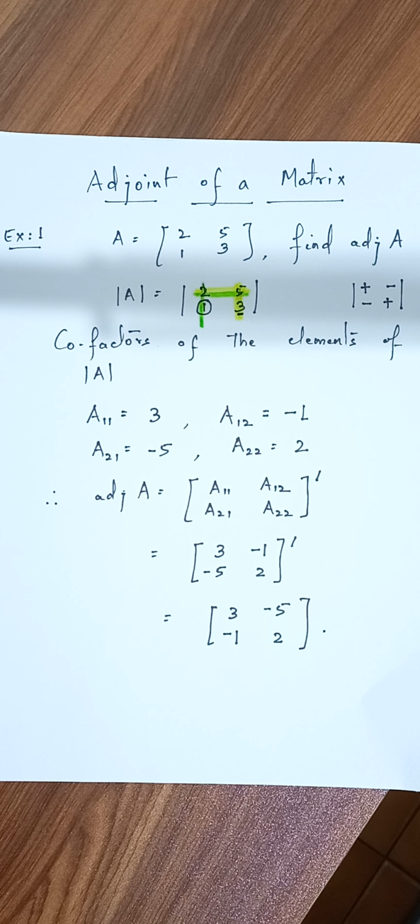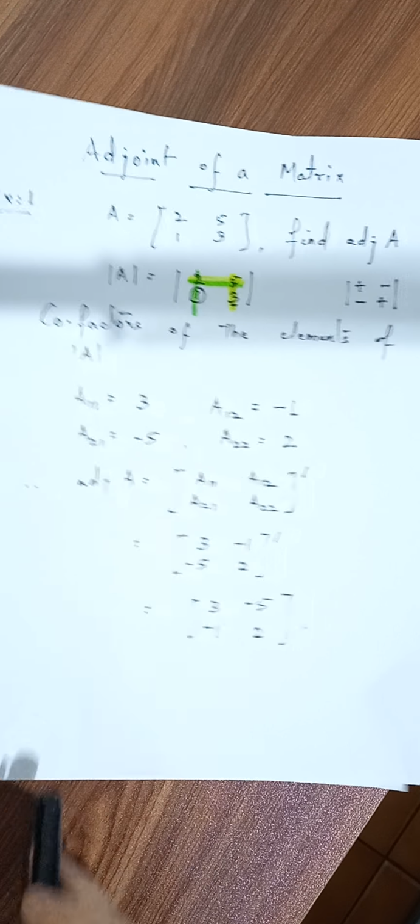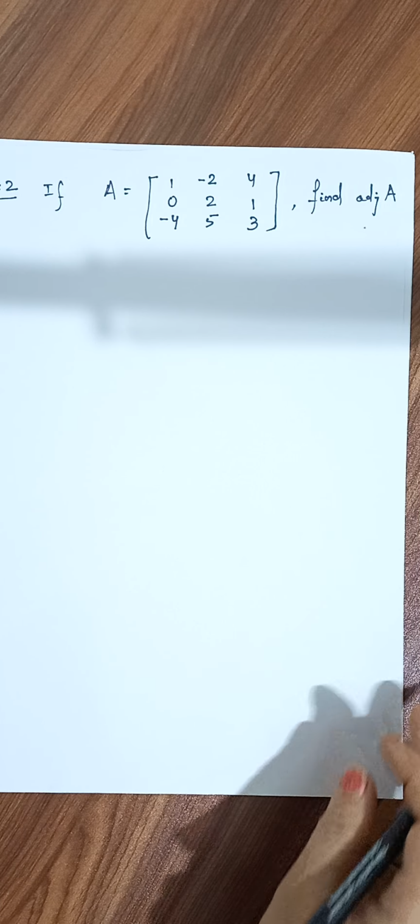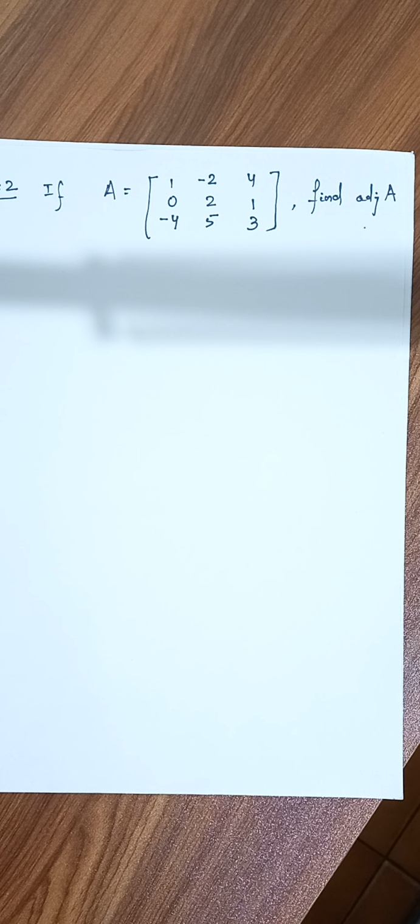This is quite simple and it is such an important topic that you will use it in higher studies of mathematics also. So it's really needed if you want to pursue higher education in mathematics that you should know about the adjoint of a matrix. Now let us solve a question, a little bit tougher one. It's not quite tough, but yes, it is a step higher than a 2 cross 2 order matrix.